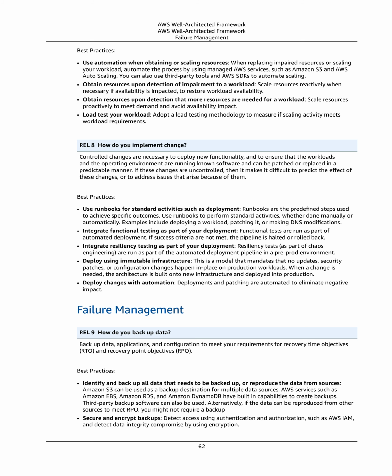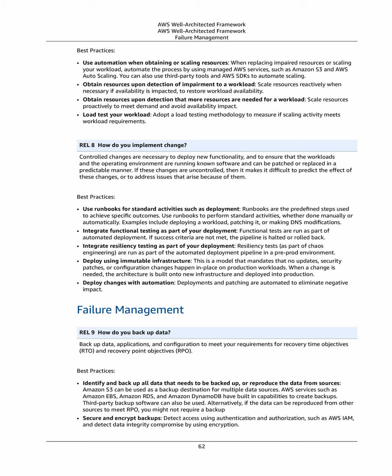Best practices: use runbooks for standard activities such as deployment. Runbooks are the predefined steps used to achieve specific outcomes. Use runbooks to perform standard activities, whether done manually or automatically. Examples include deploying a workload, patching it, or making DNS modifications. Integrate functional testing as part of your deployment. Functional tests are run as part of automated deployment. If success criteria are not met, the pipeline is halted or rolled back.